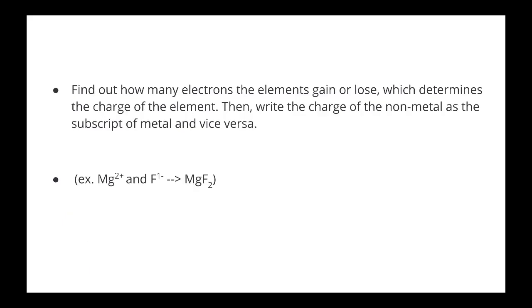Second, find out how many electrons the elements gain or lose, which determines the charge of the element. Then write the charge of the nonmetal as the subscript of the metal and vice versa. So for example, Mg2+ and F1- switch charges, so that goes to MgF2.